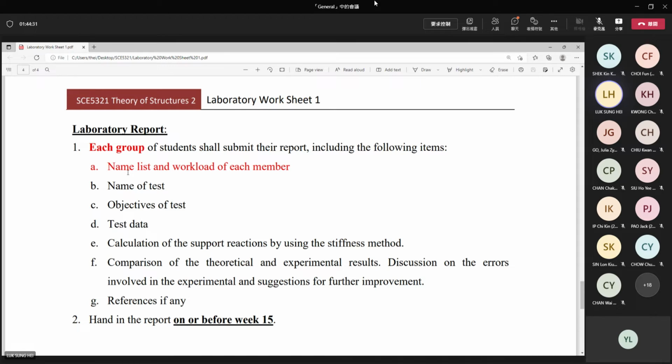Please make sure that you put down the name list and workload clearly, because I give you marks according to the list on your lab report. I'm not referring to my group list. I refer to the report that you submit to me, because normally there are some free riders. I'm a reasonable killer.